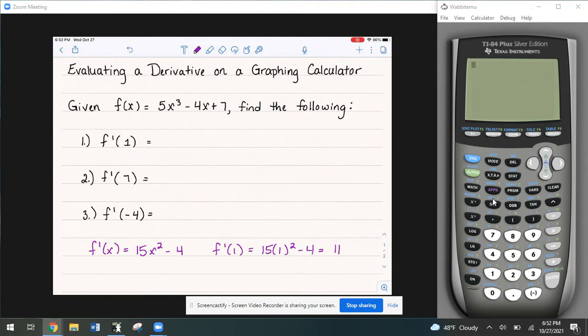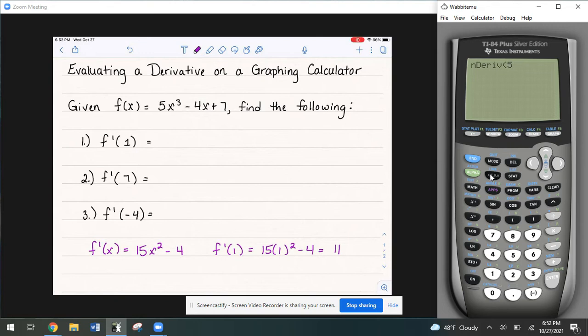So to do that, we're going to be in the home screen. And if you're not there, you press second mode to get there. You're going to press the math button, and you're going to go down to option number 8. Option 8 says n-deriv. So that means do a numerical derivative. All right, so I hit enter on number 8, or I could just press the number 8 if I wanted to. And then I'm going to type in my function.